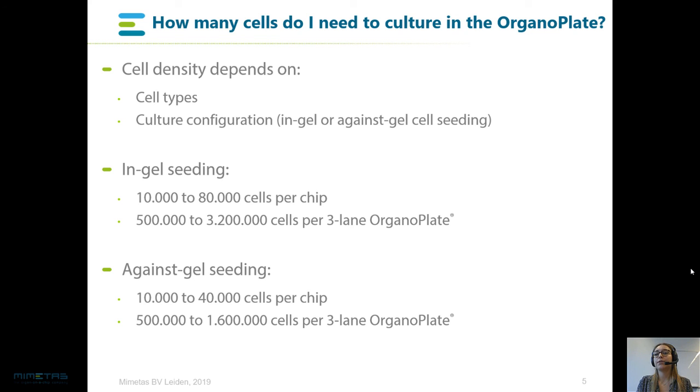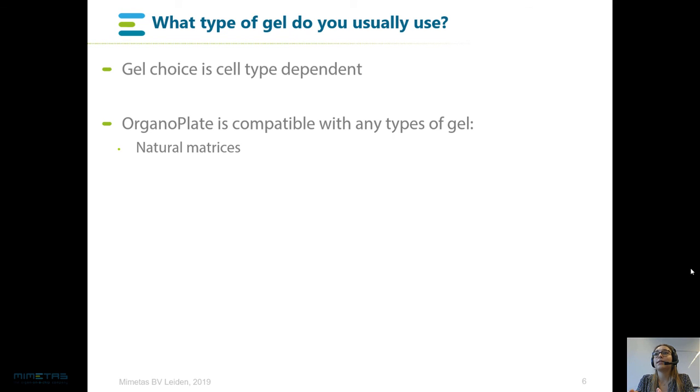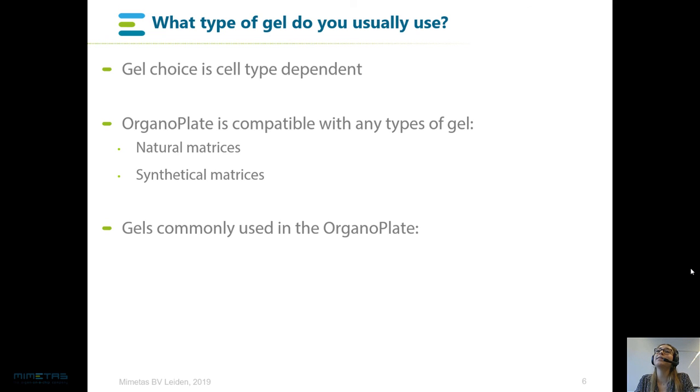And now let's move to the last question of this webinar, which is, what type of gel do you usually use? So in the organoplate, you can use any type of ECM, such as natural and synthetic extracellular matrices. Which one to use depends on the cell type you want to grow and the assays you want to perform. Among these different types of ECM, type 1 collagen matrix is the one we commonly use within our lab, as well as Matrigel, bovine collagen, and fibronectin. You can find the details on how to prepare collagen 1 and Matrigel-based ECM in the protocol available on our website at mimetas.com/support in the Getting Started section.